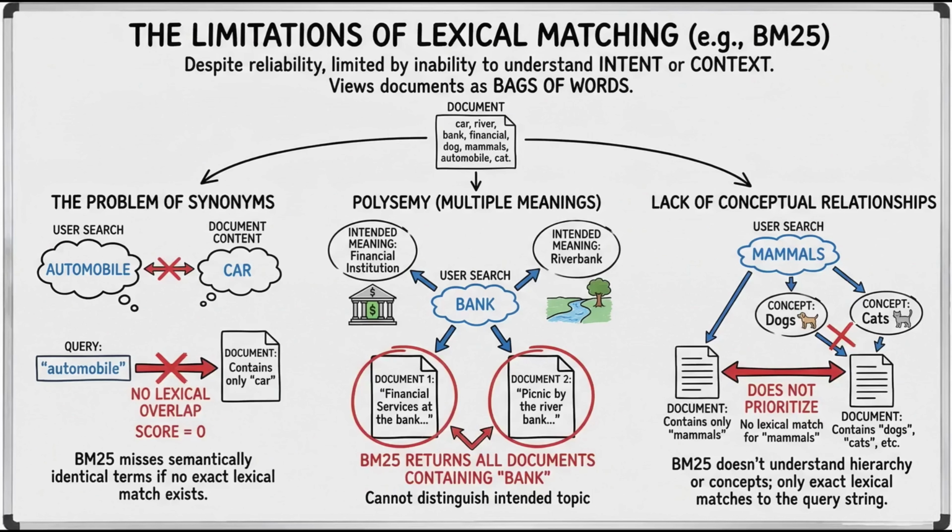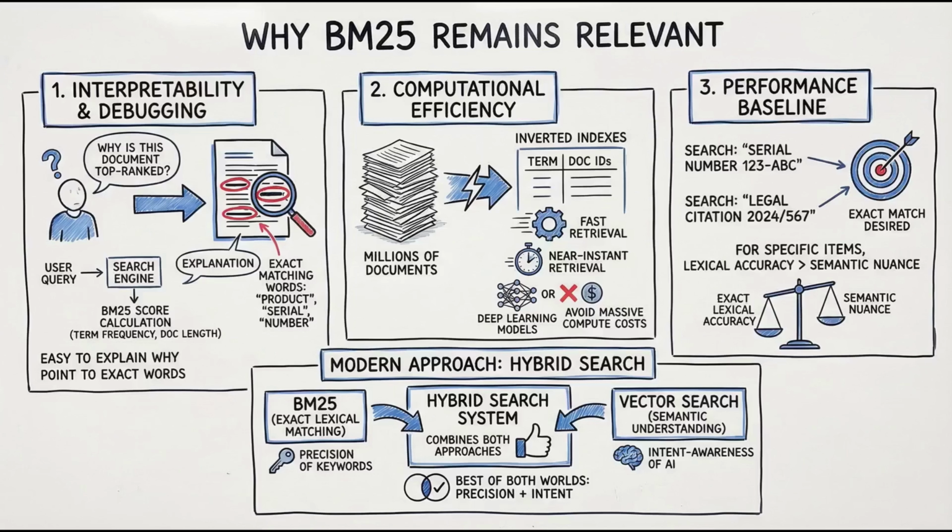It doesn't know that dogs and cats are types of mammals. Because these terms don't match the query string lexically, the system fails to make those logical connections. In short, while BM25 is great at counting words, it often misses the actual intent behind the search. So, if there are newer, more advanced methods out there, why do we still rely on BM25? The answer comes down to three main strengths: reliability, speed, and precision.